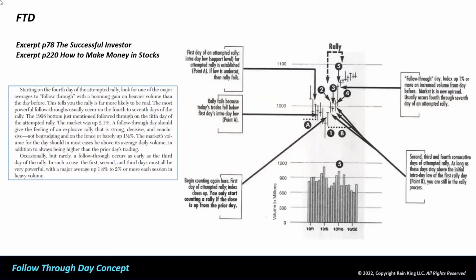As long as these days stay above the initial low, this line, above the first rally day, you're still in the rally process. You'll notice after day 4, we get day 5. Now, day 5 is the follow-through day because the index is up 1% or more, with increased volume from the day before. And the market is, quote, in a new uptrend. It usually occurs the 4th through the 7th day of an attempted rally. So that's the schematic of what a follow-through day is when you lay it out on a diagram.